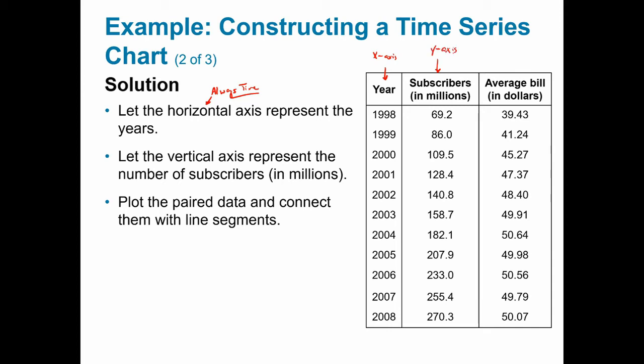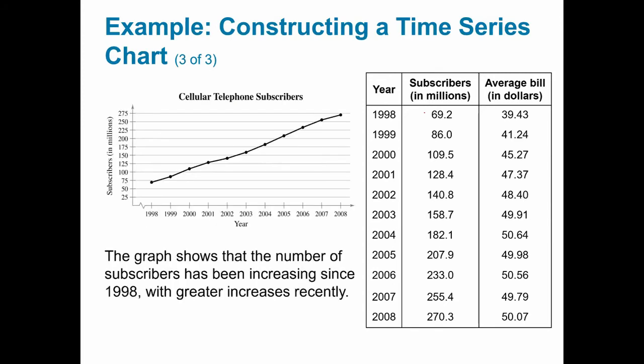And so from here, all we do is we plot each data point, the year and the subscribers in millions, and then connect the dots. And so we end up with a graph that looks like this. It's nice to be able to look at stuff over time because you can see trends in what's happening. So for example, in this case, we can see that the number of cell phone subscribers from 98 to 2008 went up pretty regularly. In fact, almost perfectly linear.